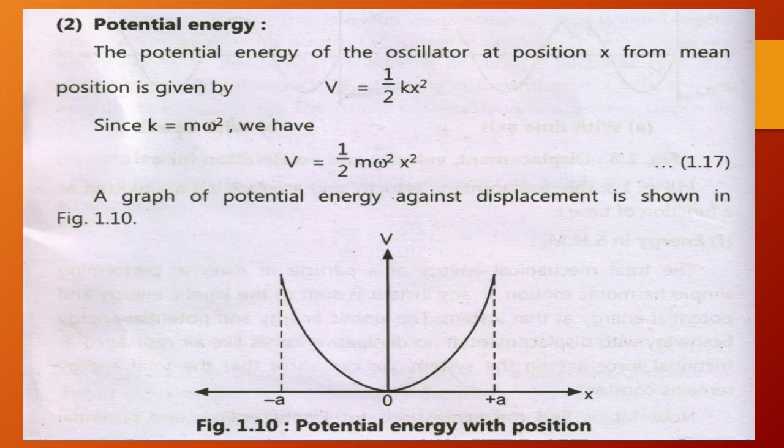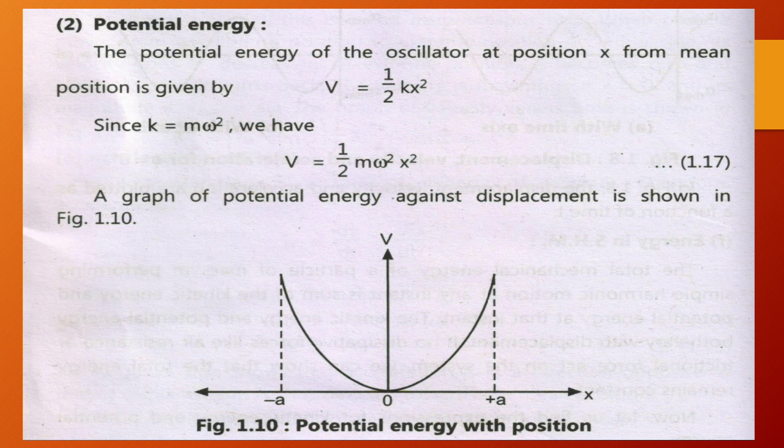Now the potential energy of the oscillator at position x from mean position is given by V is equal to 1/2 k x square, but k is equal to m omega square. Therefore the potential energy V is equal to 1/2 m omega square x square. Now the figure shows a graph of potential energy against the displacement. In the figure we see that at x is equal to 0 potential energy is equal to 0, and at x is equal to plus a and minus a potential energy is maximum.